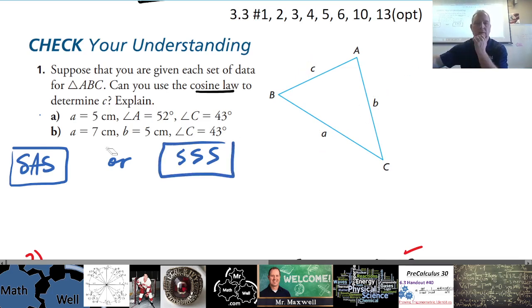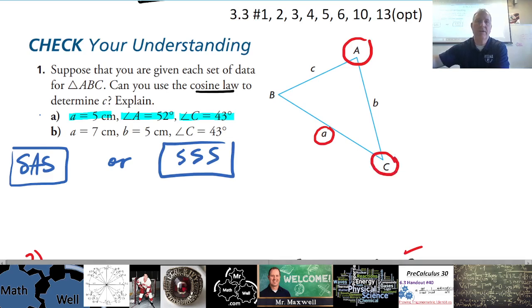So we have to check with each one of these. A says I've got an A length, I've got an angle A, and I've got an angle C. On this diagram over here, I'm going to circle the ones that I'm given: side A and angle C. Now this one looks prime for the sine law because I've got these two. But do I have enough? Do I have side, angle, side, or side, side, side for the cosine law? And it turns out that I do not.